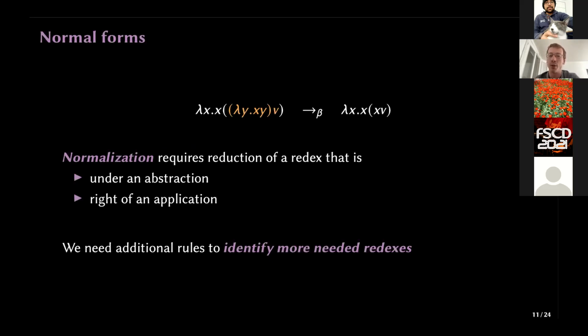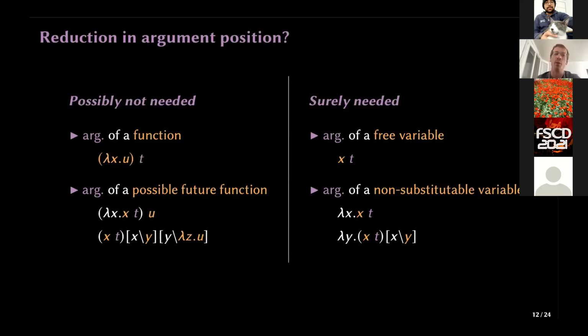If you take a look at this redex, you can observe that it is under an abstraction and on the right of an application. That's exactly the two cases in which we said never do this in weak reduction. So obviously we'll need additional rules, we'll need new criteria to find more needed redexes if you want to perform normalization. Adding some possibilities of reducing under a lambda abstraction is not that hard, but knowing when to reduce on the right of an application is quite subtle.